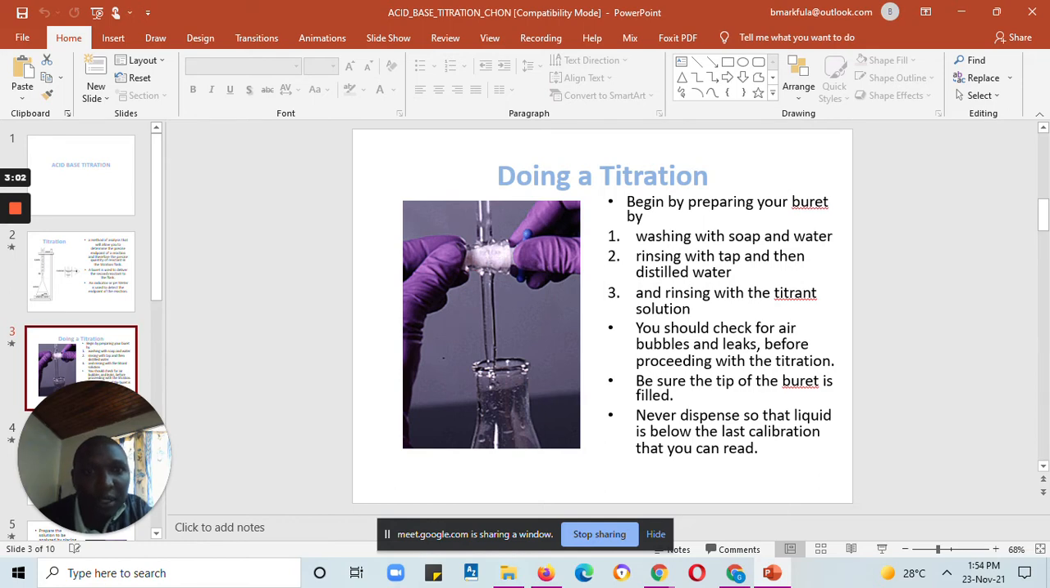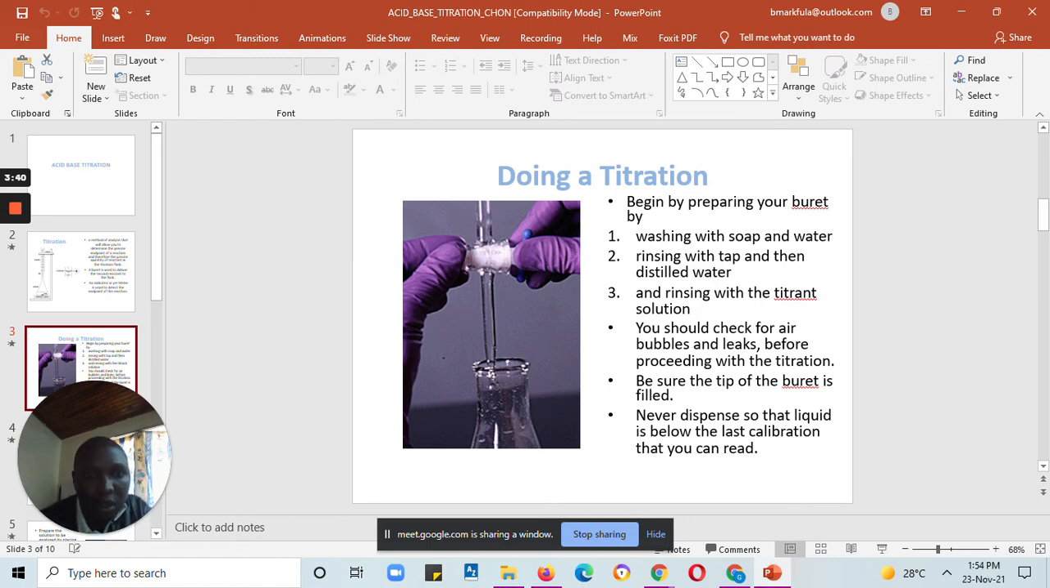To begin with, start by preparing your apparatus: the burette, the conical flask, and the pipette in which you are transferring the aliquot portions of the base. Ensure that you rinse with liquid soap, then rinse with tap water, and then rinse with the reagent that you're using. If it is a base, rinse with the base; if it is an acid, rinse with the titrant.